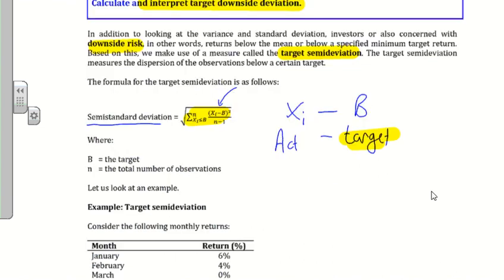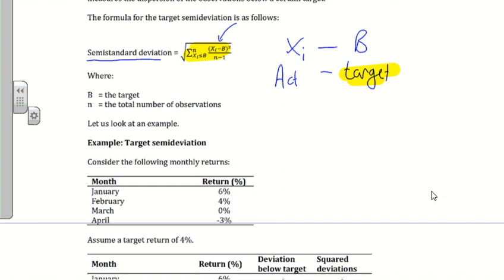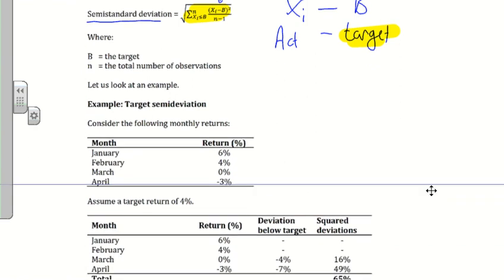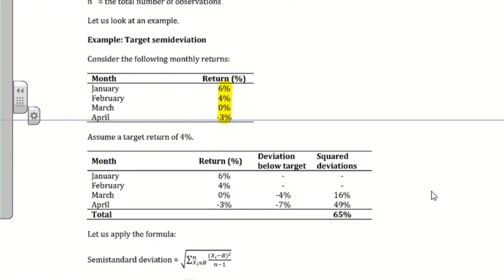And again, I will show you an example over here. Consider the following monthly returns. There we go. 6% in January, 4% in Feb, 0 in March, and -3 in April. And we've got a target return: you don't want it to go below 4%. Now when I'm calculating my semi-standard deviation, January and Feb, well, if I had to put in another column over here, which I would call target of 4% all the way down.